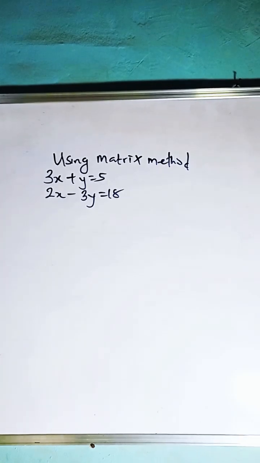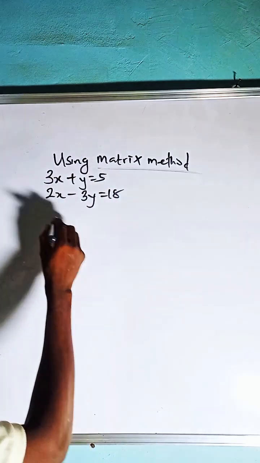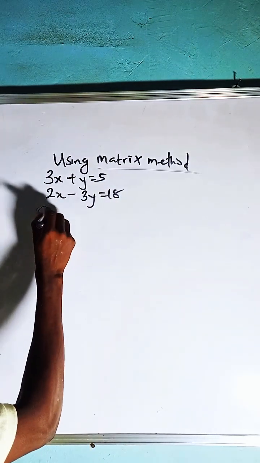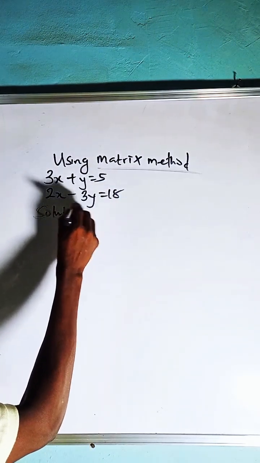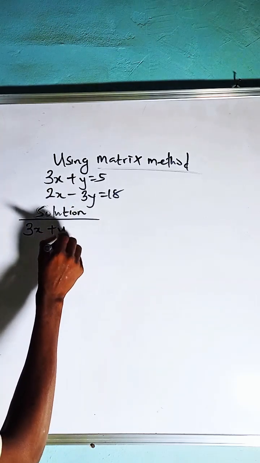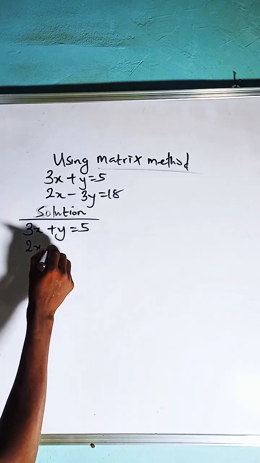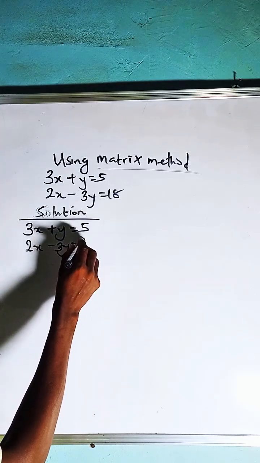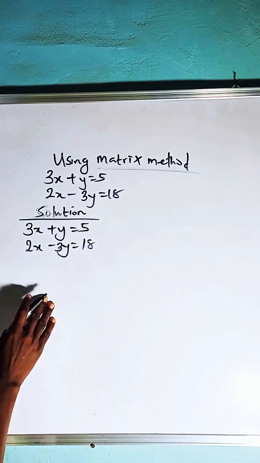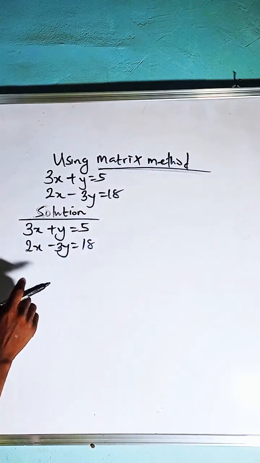The question says solve the simultaneous equation using matrix method. So how do we do this solution? We have 3x plus y equals 5, and 2x minus 3y equals 18. Since we are using matrix method, let us have this in a matrix form.